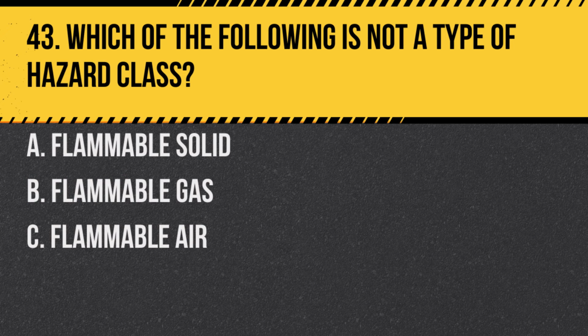Question 43. Which of the following is not a type of hazard class? A. Flammable solid. B. Flammable gas. C. Flammable air. Answer: C. Flammable air. Flammable air is not a recognized hazard class.